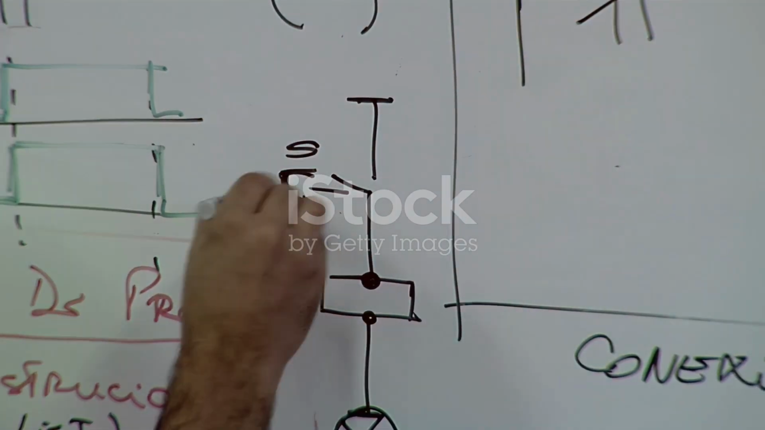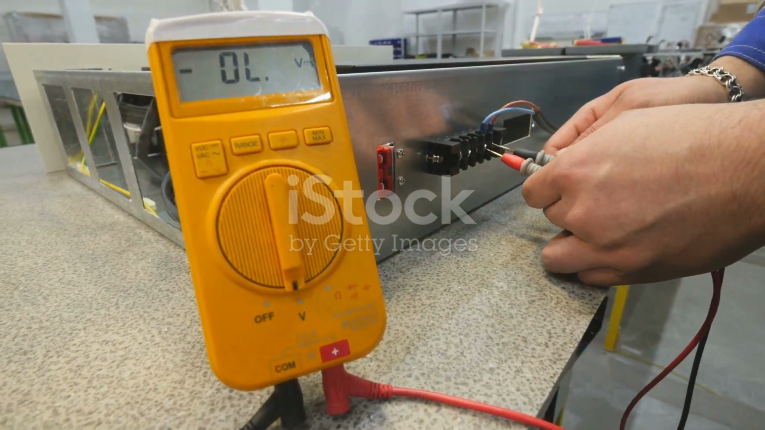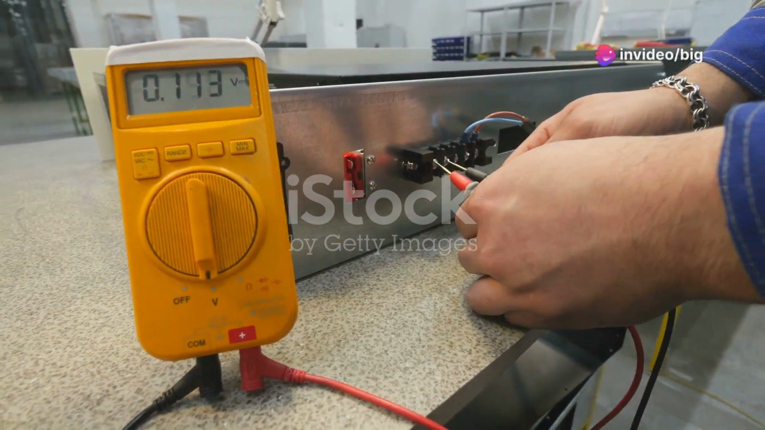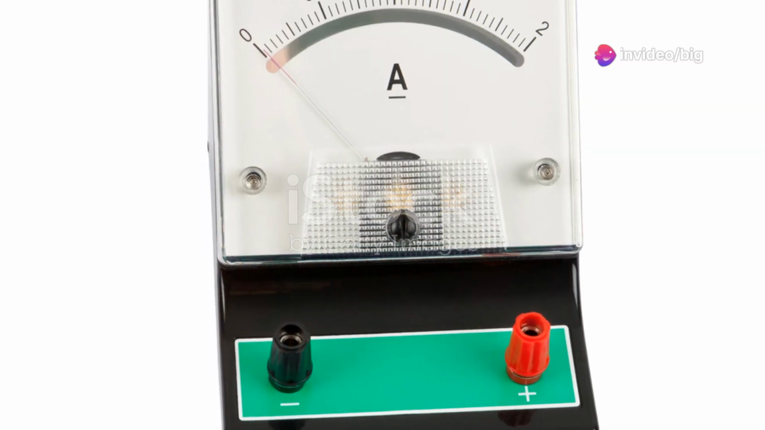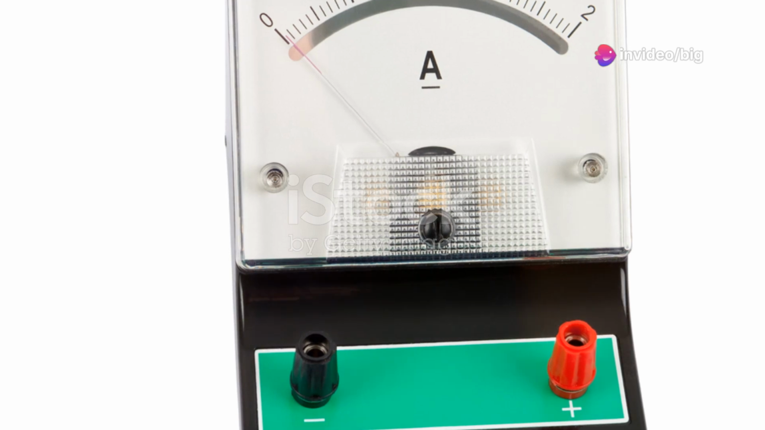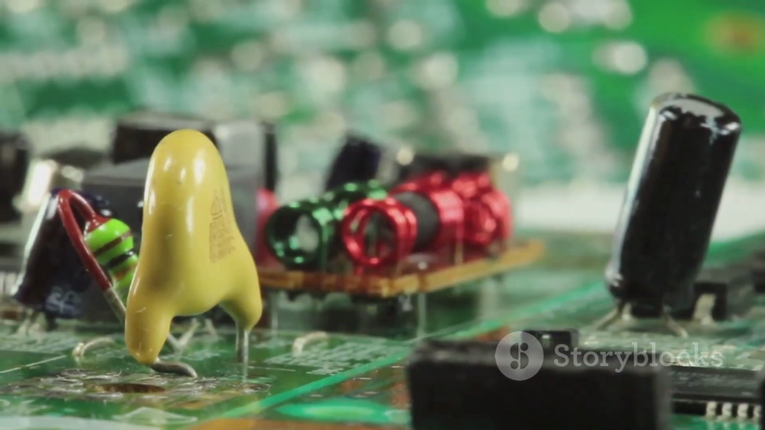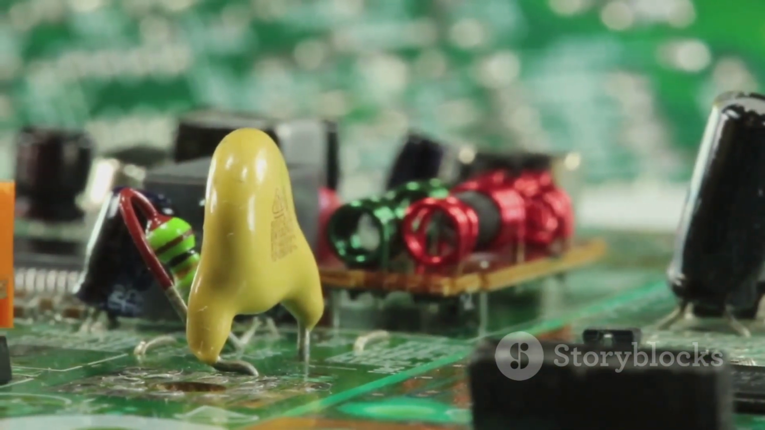Let's start with the basics. Voltage is like the pressure pushing the water through that hose, which in electronics we measure in volts. Current is the flow of electricity itself, measured in amperes, often just called amps. And resistance, that's anything that slows down the flow of electricity, measured in ohms.